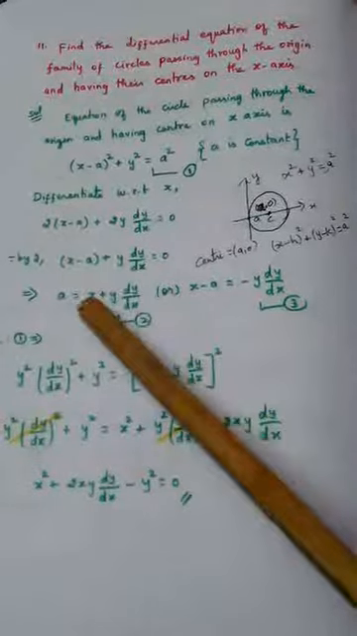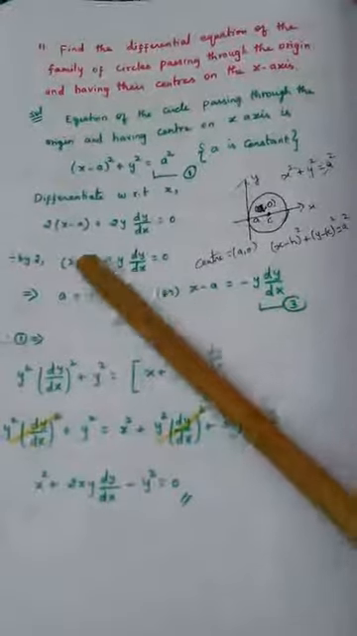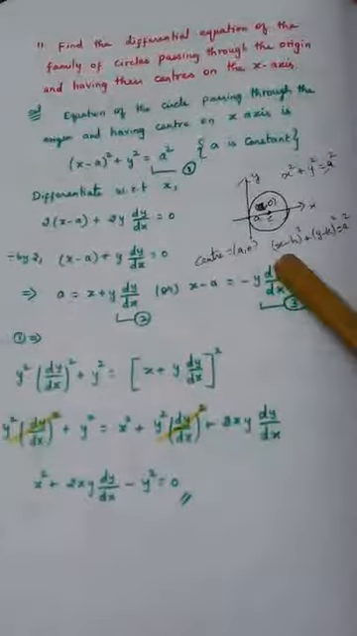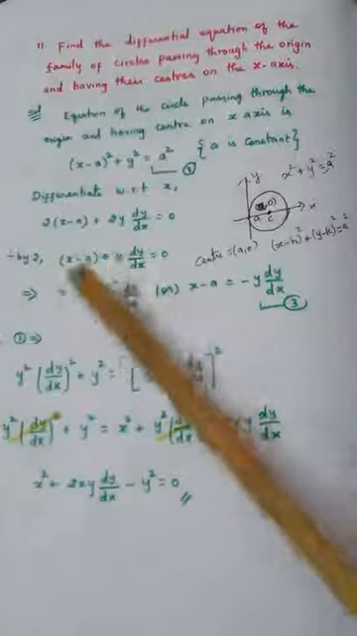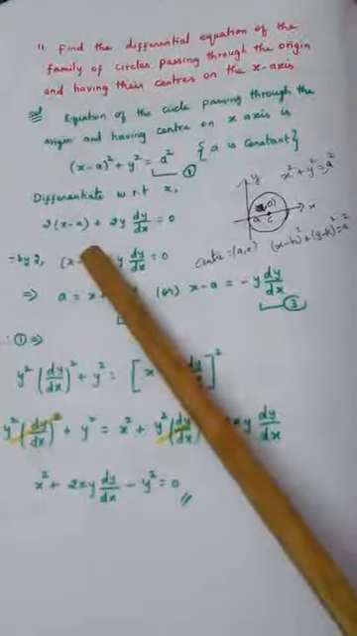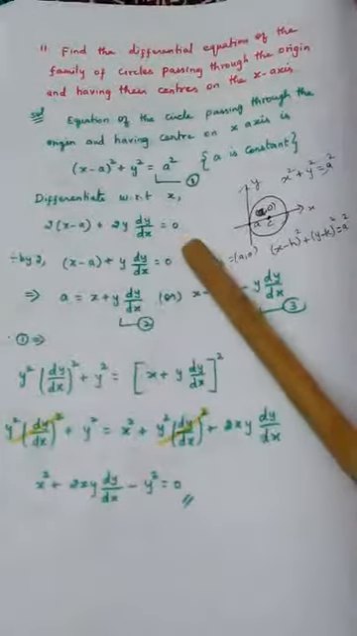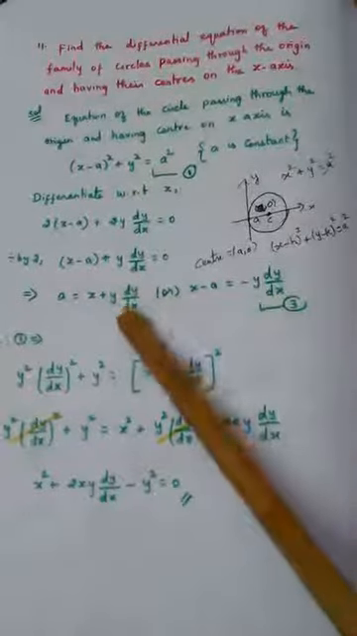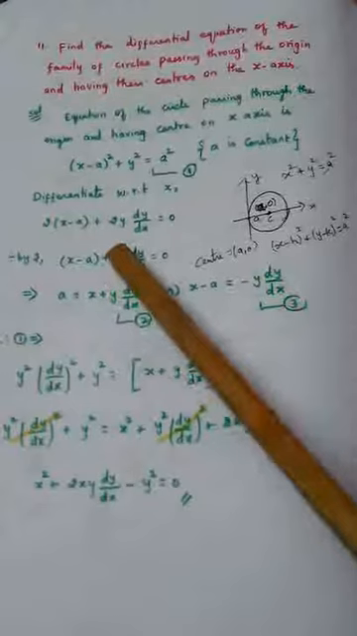Or I can even say x minus a is equal to minus y dy by dx. This is also correct, this is also correct, we are just interchanging. So x minus a, if I take a alone to the other side, this will come, right? If I take this term to the other side, this will come. So the second equation and third equation we are writing are both written only from this.